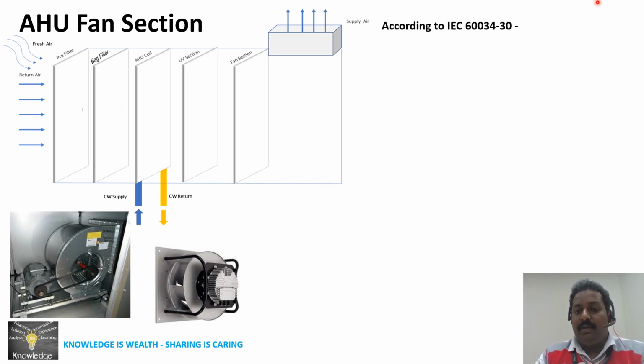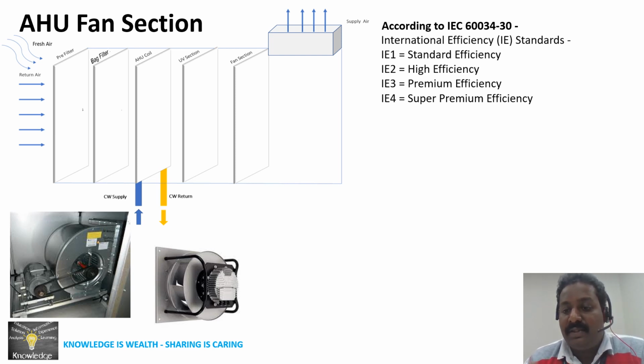If you check the IEC 60034-30 standards, EC fan efficiency has been standardized as the international efficiency, IE, standard. Whenever we purchase fans, they will give a specification of IE1, IE2 or IE3 efficiency. What is that? IE1 stands for standard efficiency, IE2 for high efficiency, IE3 for premium efficiency, and IE4 for super premium efficiency. In super premium efficiency, you can expect more than 99.95% efficiency.